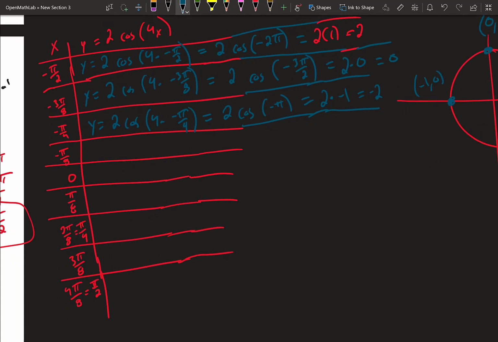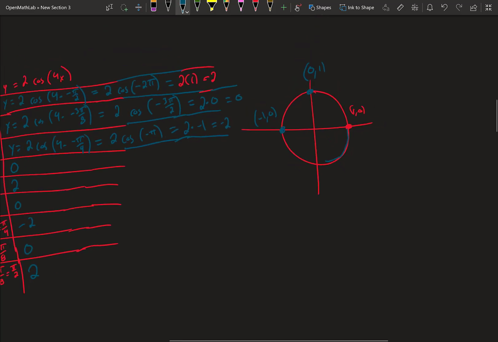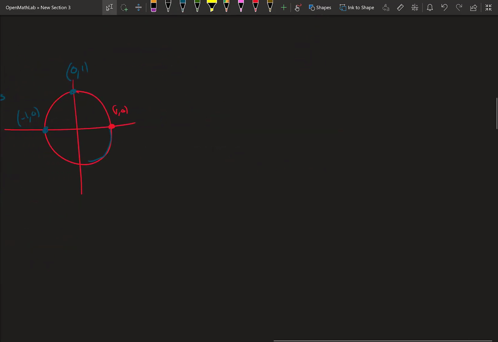To save time, I'll just go ahead and fill these in. So negative pi over 8 should work out to be 0, and then 0 is 2, pi over 8 is 0, pi over 4 is negative 2, 3 pi over 8 is 0, and pi over 2 is 2. Right, so now I have this collection of x and y coordinates. Now I can try to sketch a graph here.